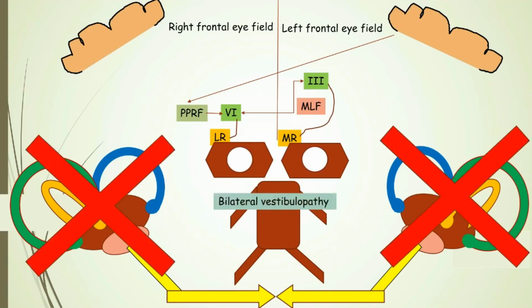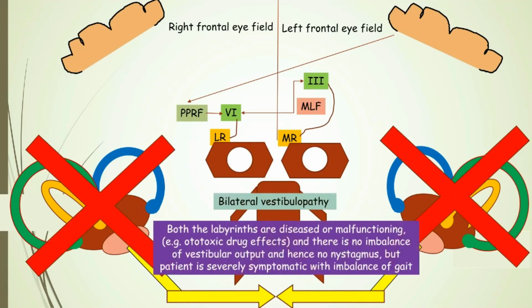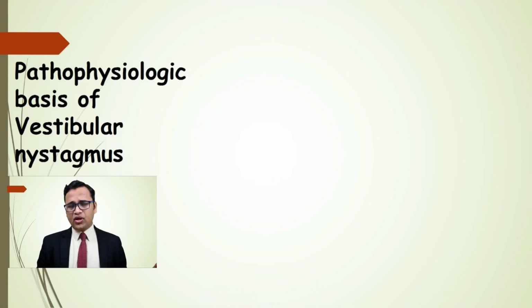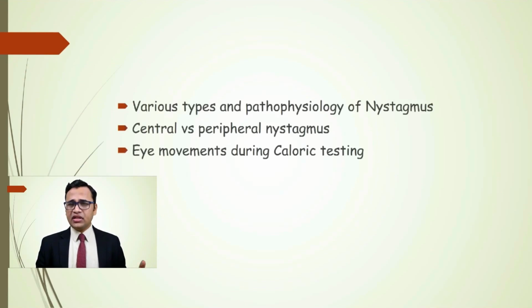In patients with bilateral vestibulopathy, both the labyrinths are diseased or malfunctioning, and there is no imbalance of vestibular output, and hence there is no nystagmus, but patient is severely symptomatic with imbalance of gait. I hope you understood the pathophysiologic basis of vestibular nystagmus. In my subsequent videos, I'll discuss on various types and pathophysiology of nystagmus, especially the difference between central and peripheral types of nystagmus and eye movements during caloric testing.